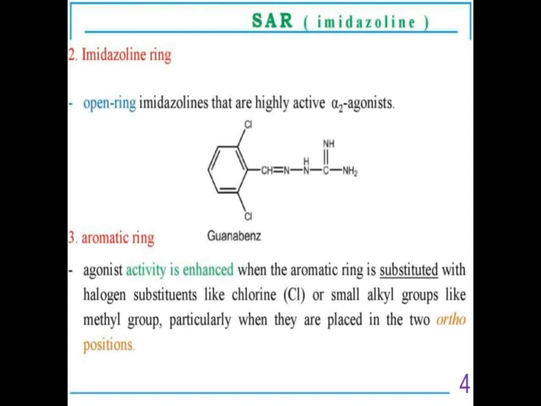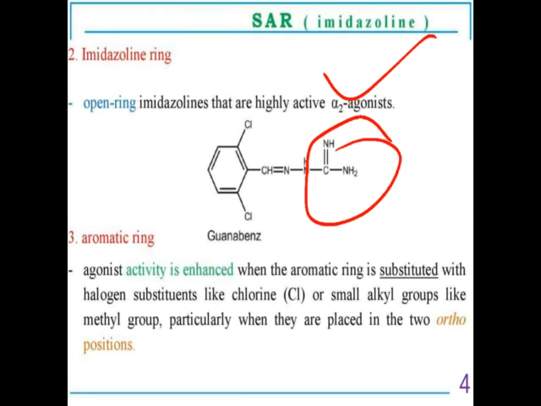Now the imidazole ring. The imidazole ring is present, but if the imidazole ring is present in the form of an open ring, here you can observe the imidazole ring is made in the form of an open chain. At that time the drug is highly active for alpha 2 agonist activity.